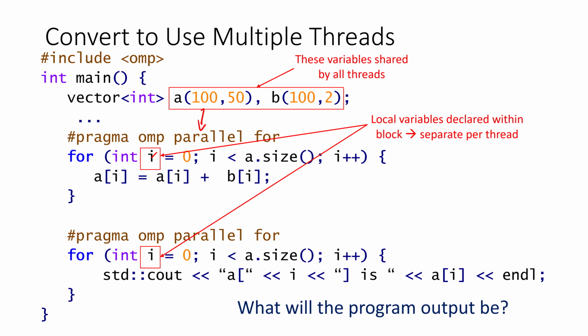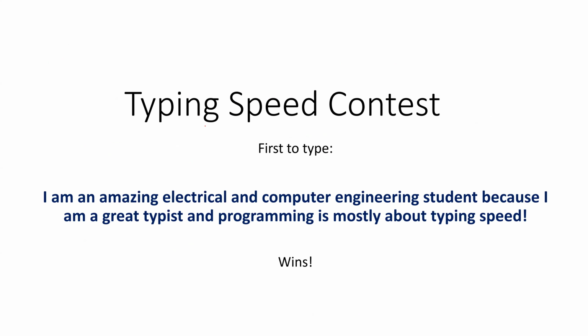What do you think the program output of this will be? I create A, every entry is 50, create B, every entry is 2. I add A and B and I store it back in A. And then I print all that. So what's the program output going to be? Right, so A of 0 is 52, A of 1 is 52, etc. Does that make sense? And I print out like 100 lines of that. Okay, that makes sense.